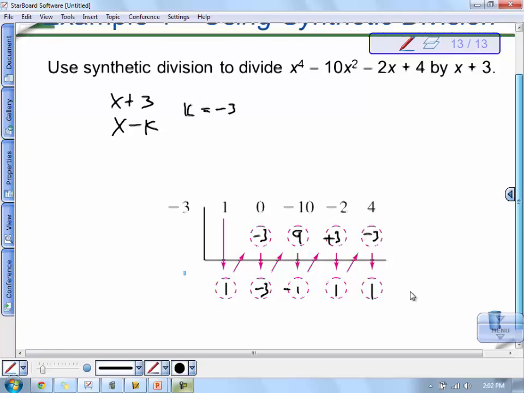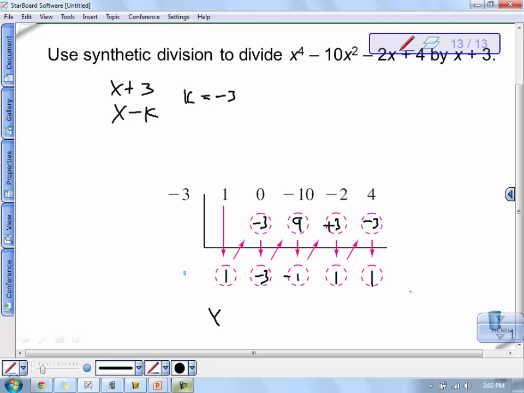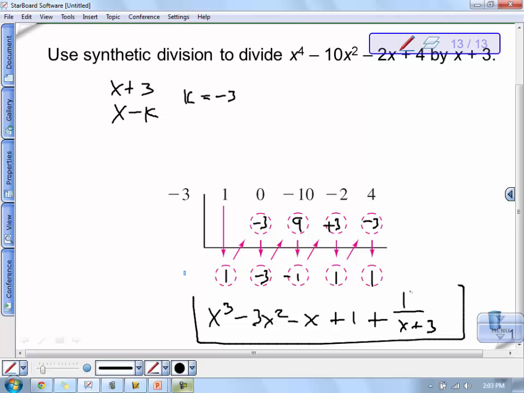So what that means then, when I divide a fourth degree by a linear factor, I'm going to get a cubic. So my answer is x cubed minus 3x squared minus x plus 1 plus the remainder over the divisor. So the divisor is x plus 3. So this is my answer. This is my quotient plus remainder divided by divisor. All right? It's another recap of synthetic division. So let's talk more about what this means then.